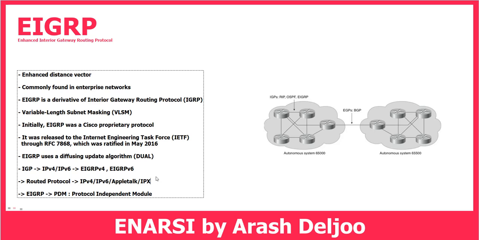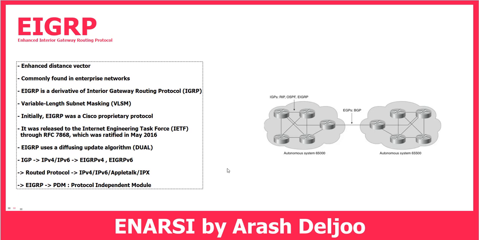But the current version of EIGRP only supports IPv4 and IPv6, because you know that in the real, practical world, we don't use IPX and AppleTalk today. Okay, these two protocols are considered legacy protocols. Because of that, now EIGRP supports IPv4 and also IPv6, but we can say that because of the PDM, protocol independent module, EIGRP can route AppleTalk and also IPX.